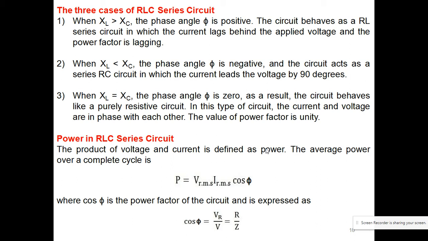This is the ideal condition. When we want to calculate our power in our RLC series circuit, we already calculated it for RC and RL, so I'm not repeating the whole derivation here. I'm putting the average power formula that becomes equal to this one, and this cos phi is nothing but the power factor of the circuit, and it is given by this.